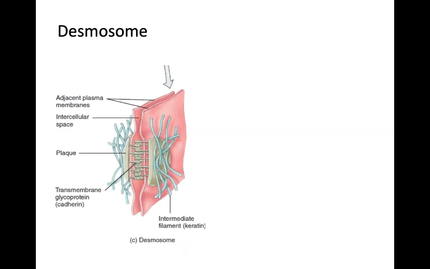A desmosome is our third type of intercellular junction. These form spot welds between two cells that help to maintain structural integrity and resist shearing forces, which is when one cell is being pulled in one direction and another cell is being pulled in another direction. You would find desmosomes in the epidermis, in the bladder, and in cardiac muscle cells.